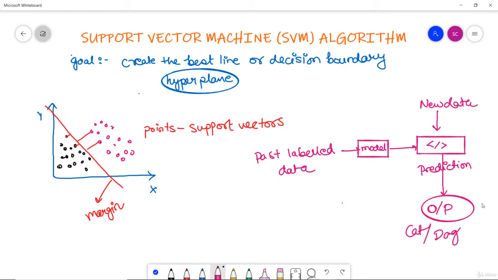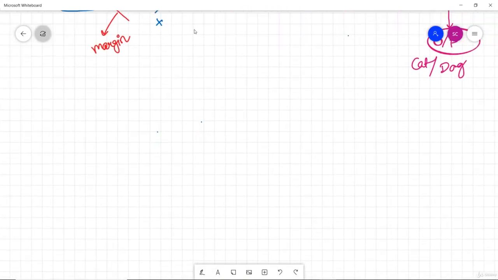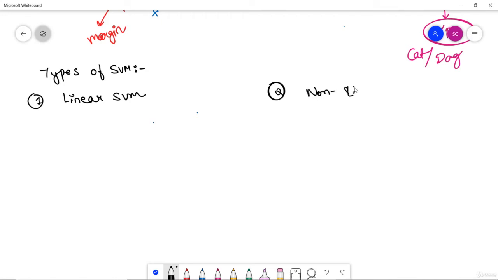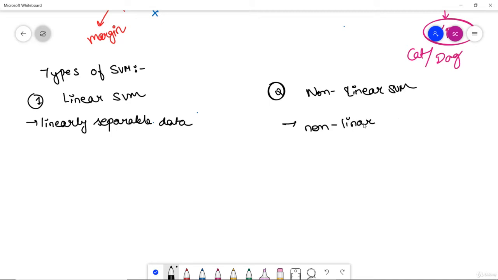Now we are going to discuss how many types of SVM there are. SVM is basically of two types. The first type is linear SVM, and the second type is non-linear SVM. Now, what is the difference between the two? Linear SVM is used for linearly separable data, whereas non-linear SVM is used for non-linearly separable data. Now, what does this actually mean, linearly separable and non-linearly separable?